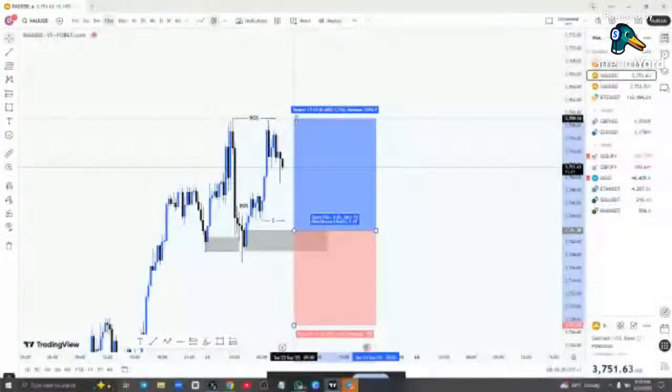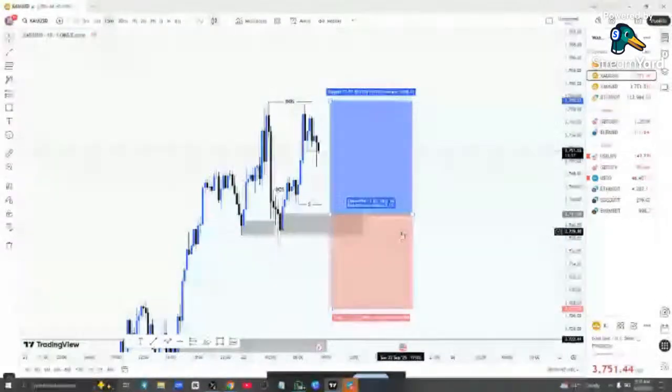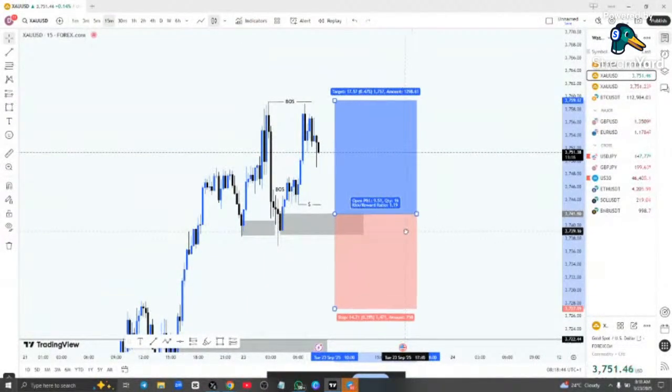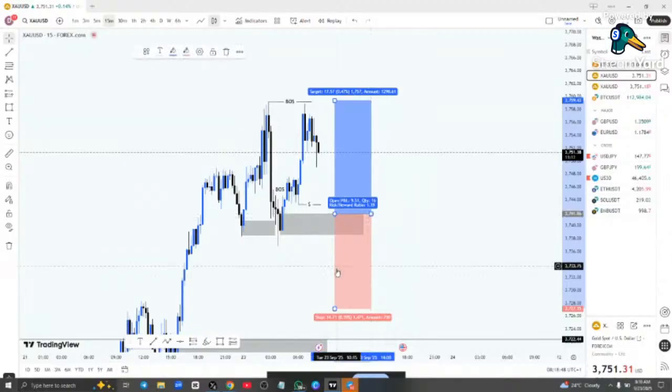For gold traders, this is what I'm expecting, and this is what I'm going to confidently take. Right, I won't be selling. You can see that. I won't be selling, but I can confidently take a buy around here.